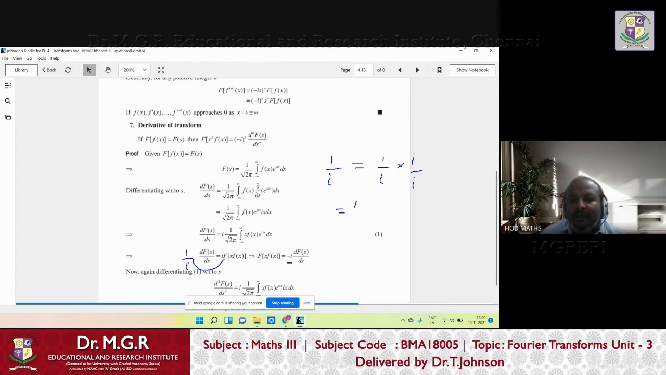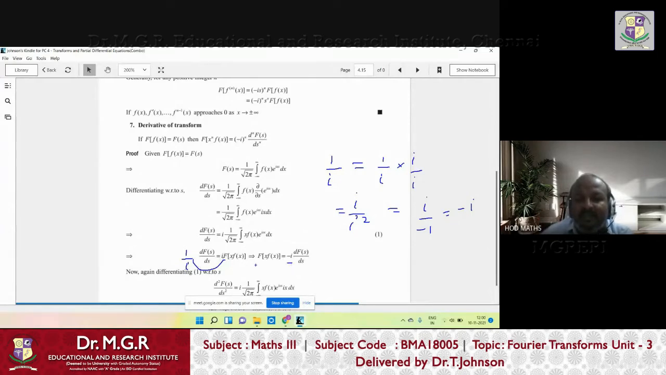Otherwise, it is 1 by i squared, but i squared is minus 1, so 1 by minus 1 is minus. So 1 by i is minus i. We have already discussed this, right? So when it goes to this side, it becomes minus i.